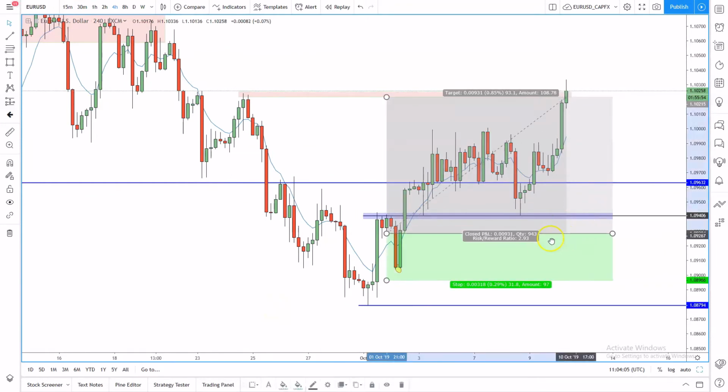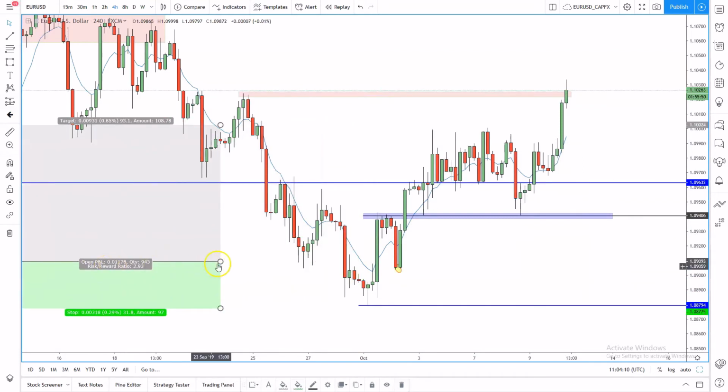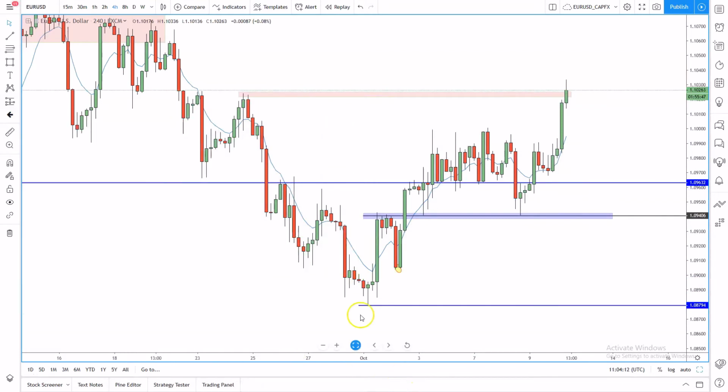Let me just remove this. Let me put this aside here. Let me just remove this. All right, so this was what I was explaining in the before shot. This was the start of the left shoulder. So that entire region here was the left shoulder, and then this was our head. This is our head, and then we had our right shoulder here.